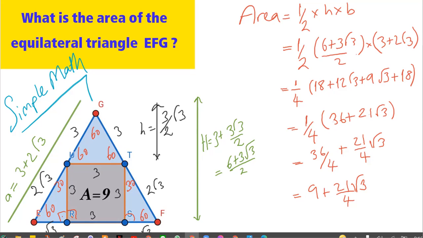EF, 1 minute, what's the question? Yes, EFG, the big triangle.